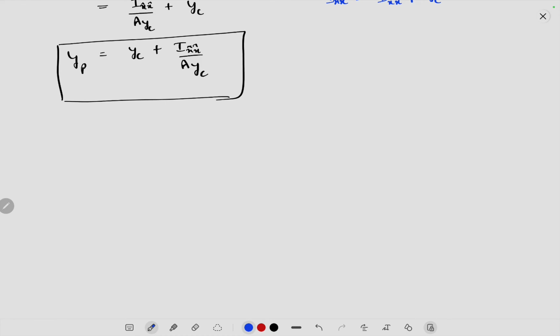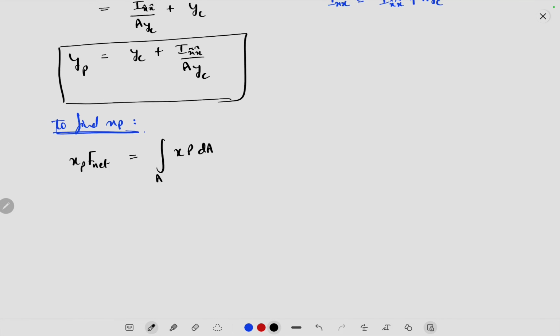Okay. So now again we'll use a similar analysis. Let's say this is xp. To find xp, we'll write xp times f net equal to the integration over a of x p dA, right? Is it clear?